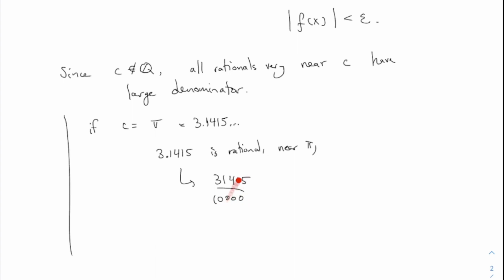Now you can factor out a 5, but probably not much more than that. I don't really know. But even when it's reduced, it still has a big denominator. And if I wanted it to be even closer to pi, I would have to take more decimal places, and then the denominator would be even bigger, right? The closer you get to pi, the bigger and bigger the denominator is going to have to be. This is the fact.